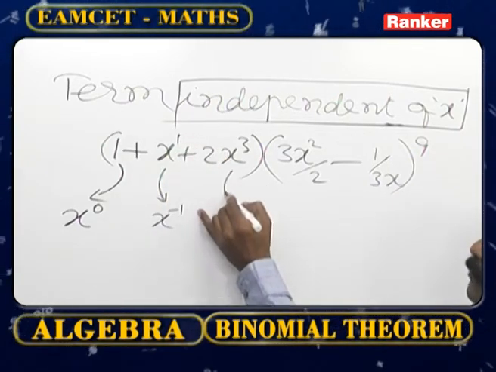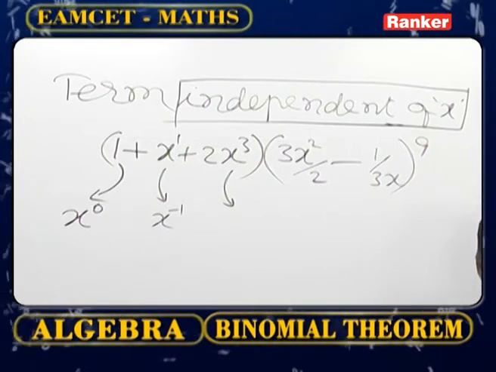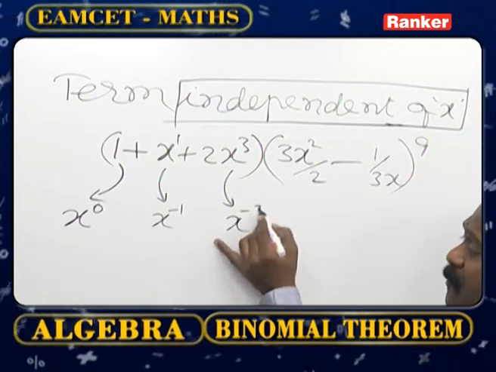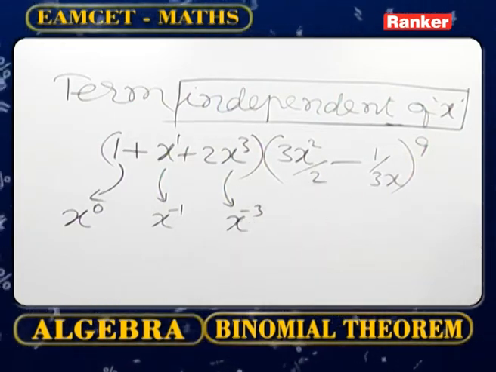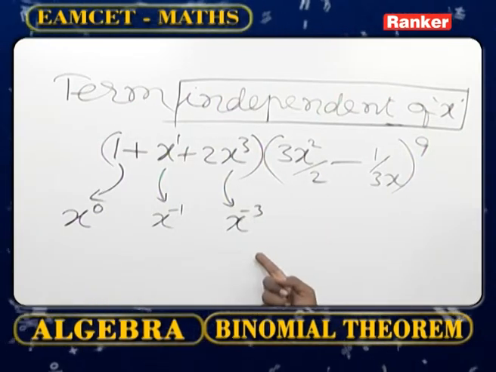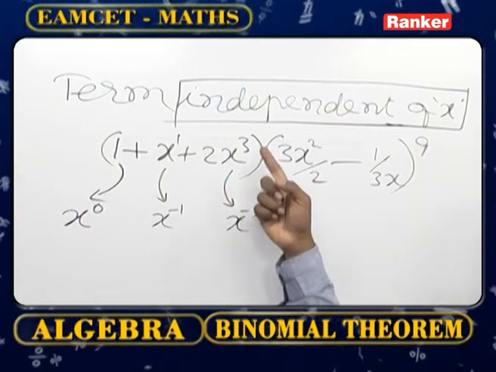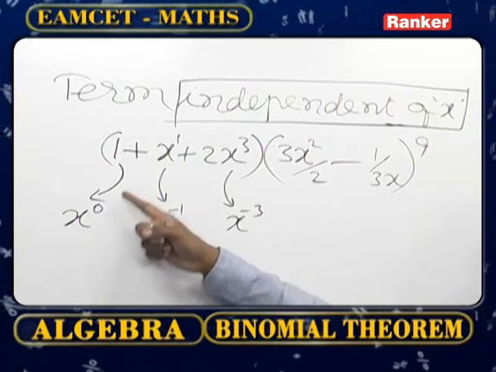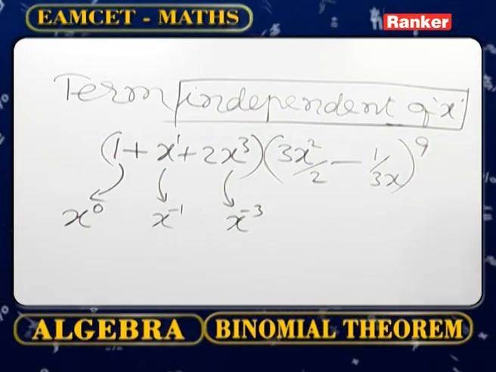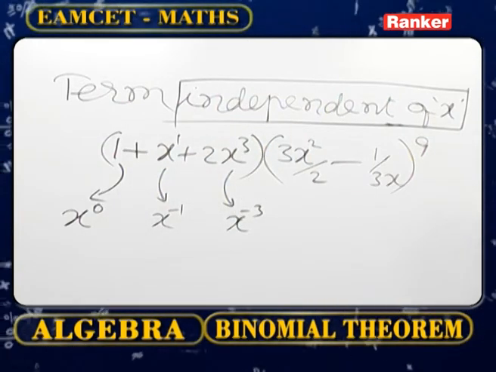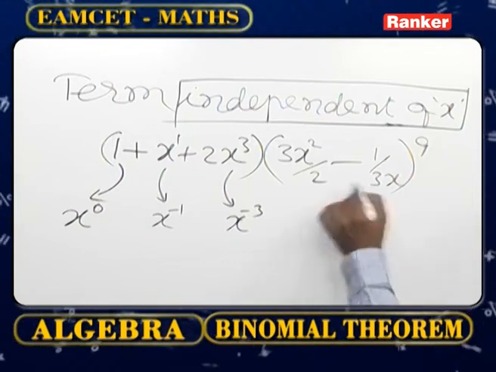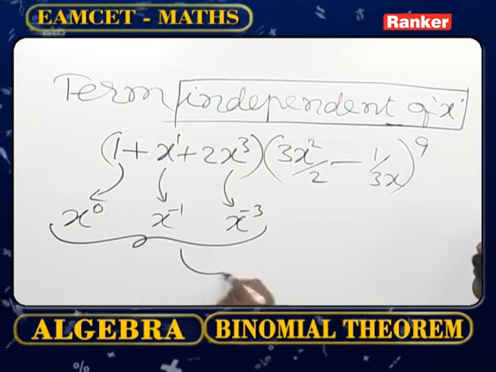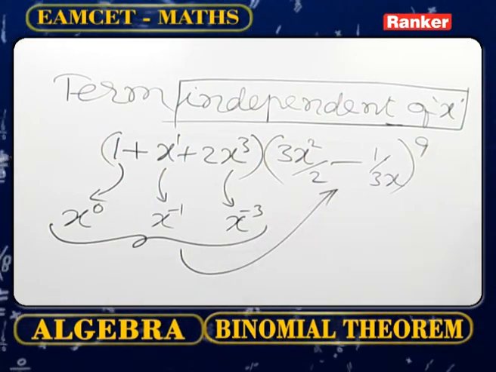And for 2x cube, to make it x power 0, we need such a term in this expansion which is x power minus 3. So x power minus 3 into x cube becomes x power 0, which is 1. Here also 1, here also 1. That means x will not be present. So in this expansion, I need these three terms. That must be your understanding.